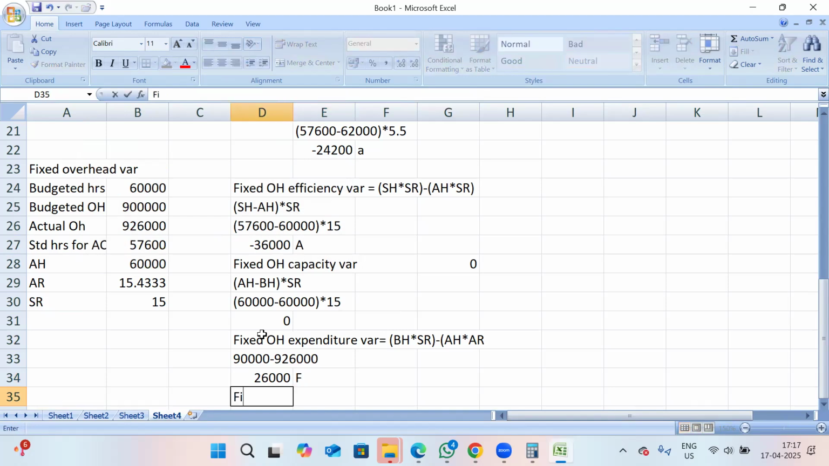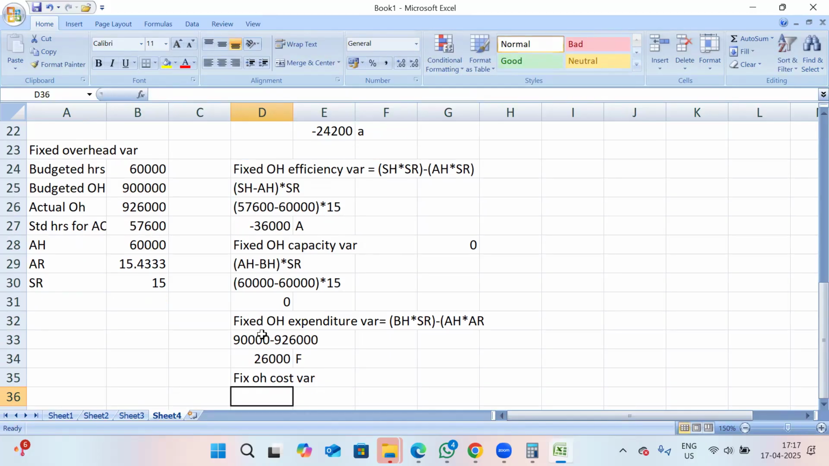Then fixed overhead cost variance. You can easily add all these variances together and you get the fixed overhead cost variance. So that is 36,000 plus 0 plus 26,000. This is an adverse. So 36 and 26, I will be getting 62,000 adverse.